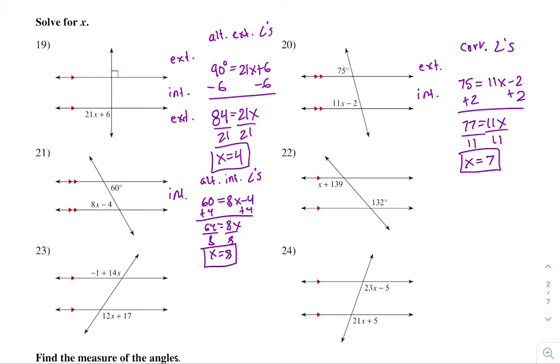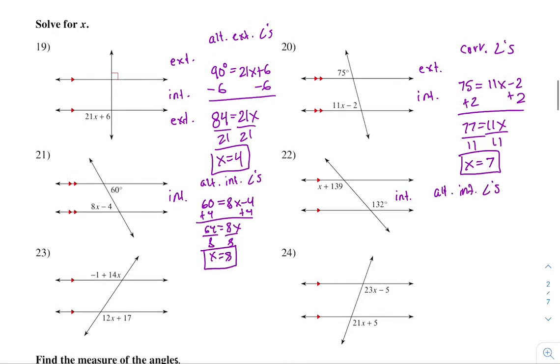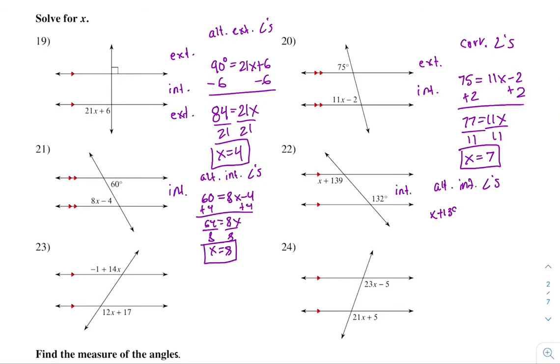22. Again, interior angles. And they are not on the same side of that transversal, so that means they're going to be alternate. So alternate interior angles. So alternate interior angles are congruent. So x plus 139 is equal to 132. Subtract 139 from both, and you guys should have gotten x is equal to negative 7.